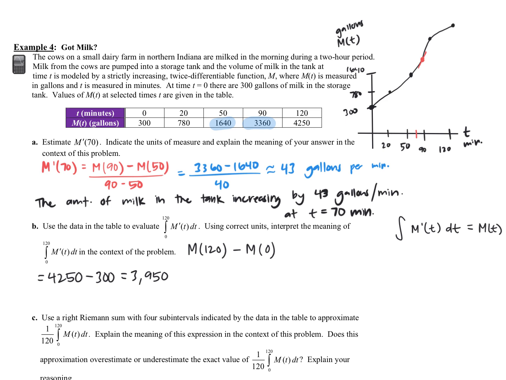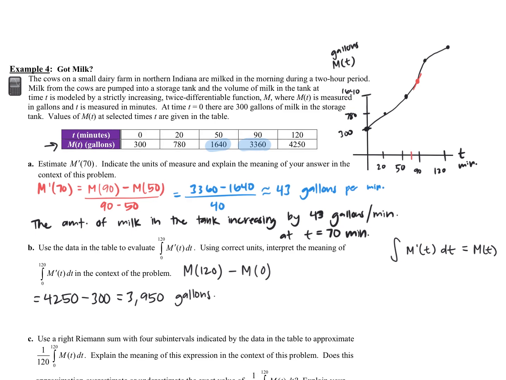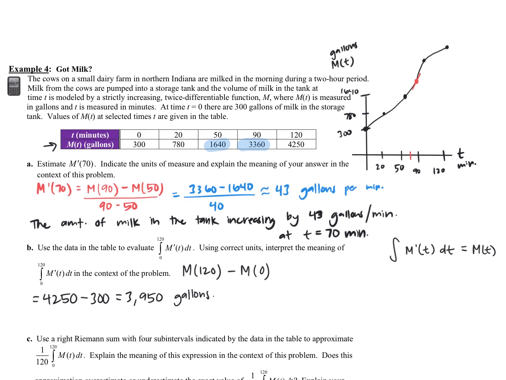Okay, and m of t is in terms of what unit? Gallons. So this is just 3,950 gallons. So what does that mean in terms of our graph? Well, up here on my graph, this is the point m of 0. This is the point m of 120. What did we just find?